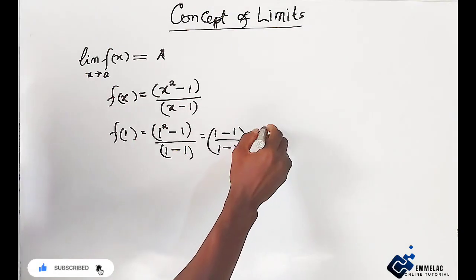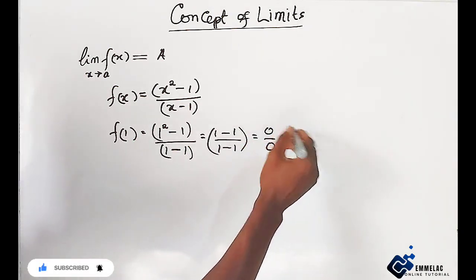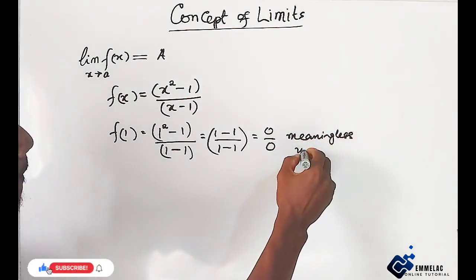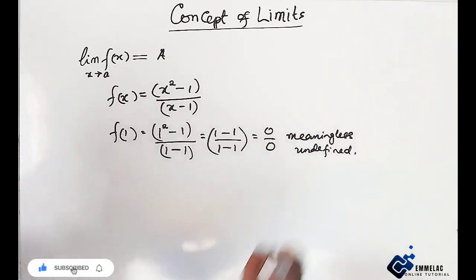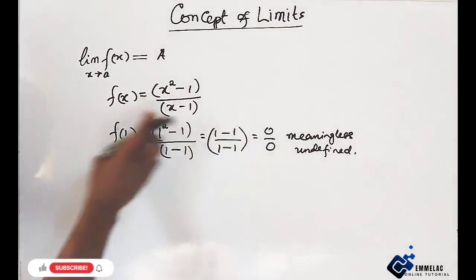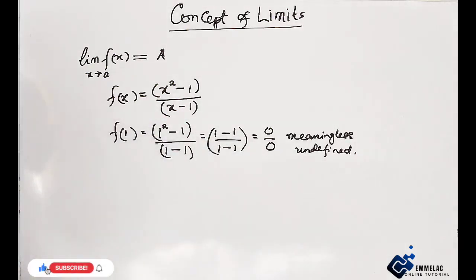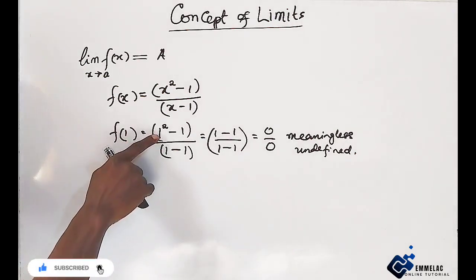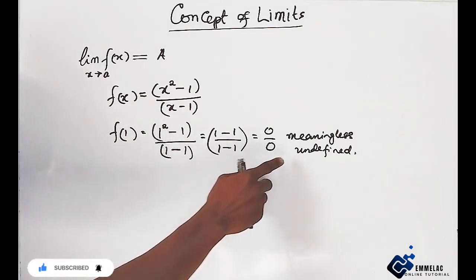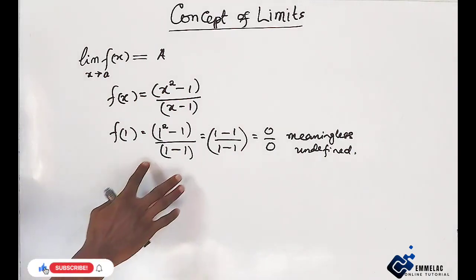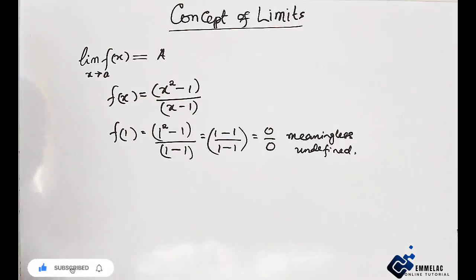And this will end up giving us 0 over 0, which is meaningless or undefined, right? At this point, this function is just meaningless. Why? Because we now have an exact value that, when inputted into the function, gives us an undefined solution, right? Now it is at this point that limit comes to play.